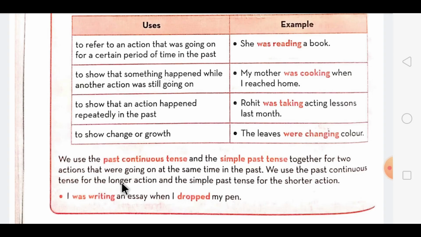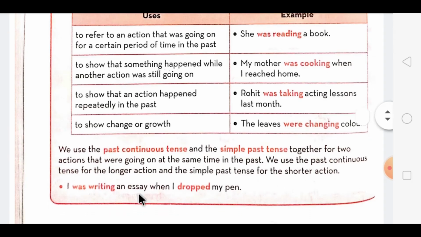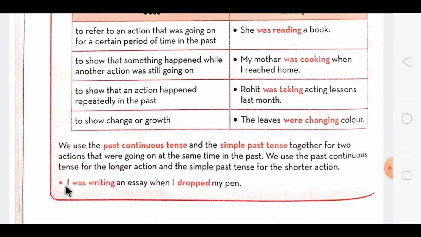जो लंबा action है उसके लिए हम past continuous tense use करते हैं. And the tense which is shorter, जो छोटा action है उसके लिए हम simple past use करते हैं. Then, as the example is given over here, I was writing an essay when I dropped my pen. As जैसे dear students, ये writing an essay है वो लंबा action है, इसलिए हमने उसके साथ past continuous tense use किया. And dropped a pen, वो एक छोटा action है, तुरंत हो जा रहा है, तो उसके लिए हमने use किया simple past tense.